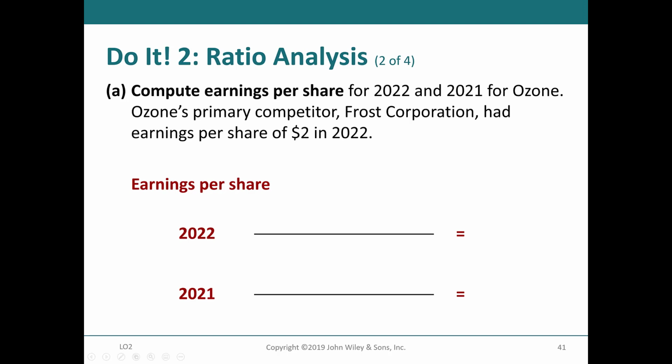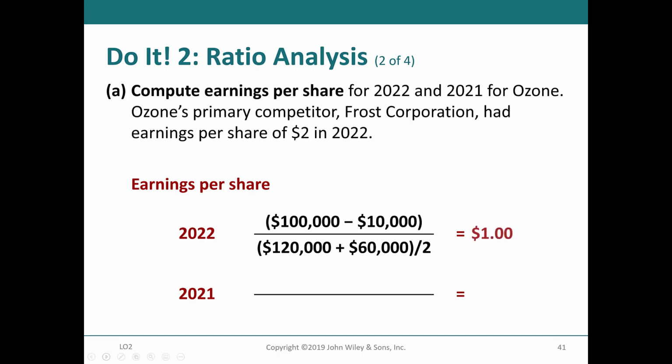Okay. All right, compute earnings per share for 2022 and 2021 for Ozone's primary competitor, Frost Corporation. So we're supposed to calculate. Our formula for earnings per share is the net income minus preferred dividends divided by the average shares outstanding at the beginning and at the end of the same year. So divided by 2. In year 2022 we have $1. For 2021 we have 80 cents.